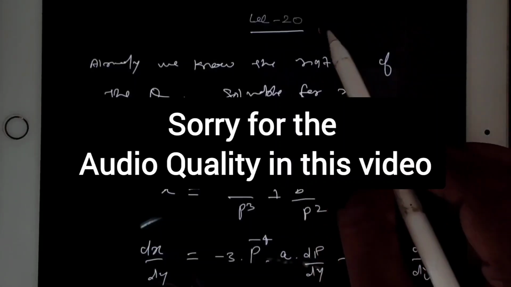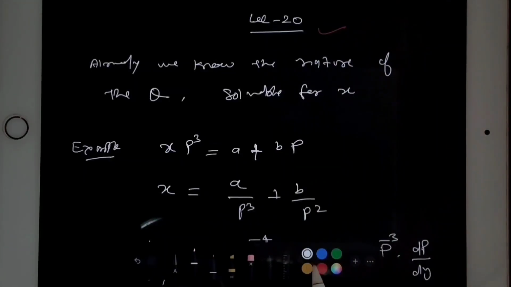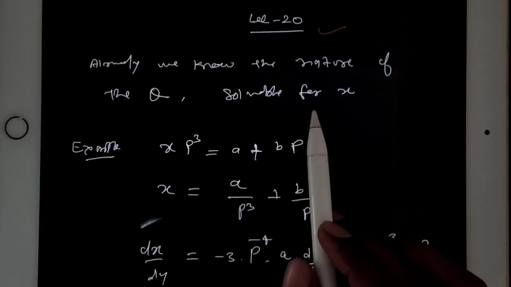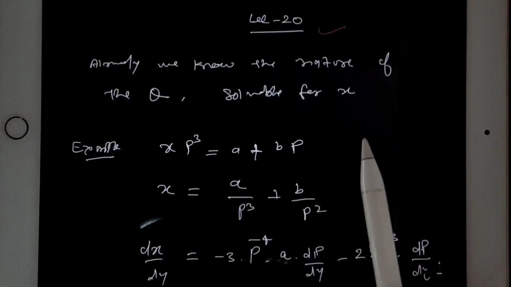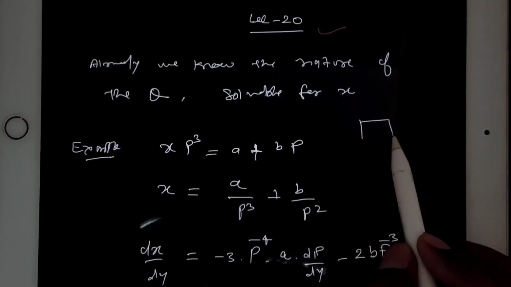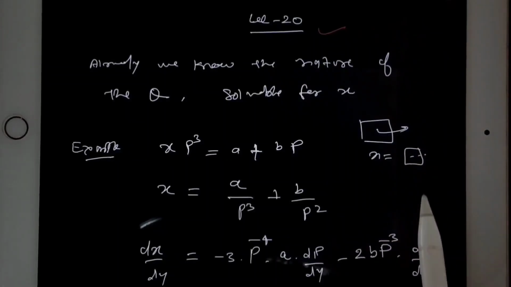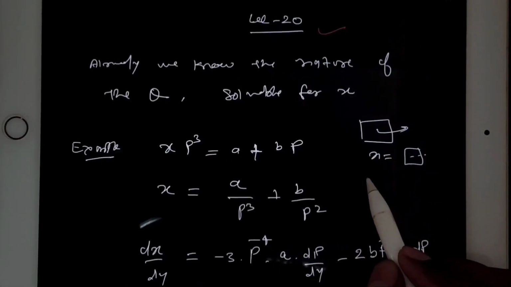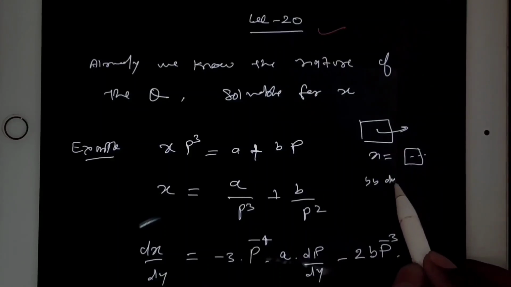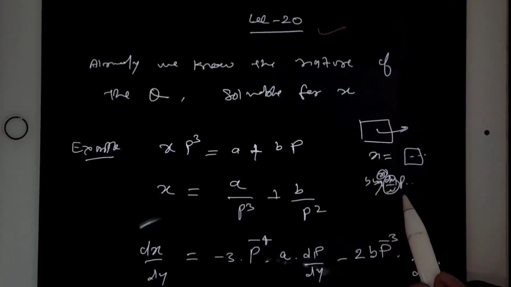So now we'll go for lecture 20. In this lecture 20, we already know the format. This is going to be solvable for x. So again, your question may not be directly given as x is equal to something. There can be a situation where multiple y terms and multiple dy by dx terms, meaning 3 terms, will be there, and somewhere x can be hidden in just one term.